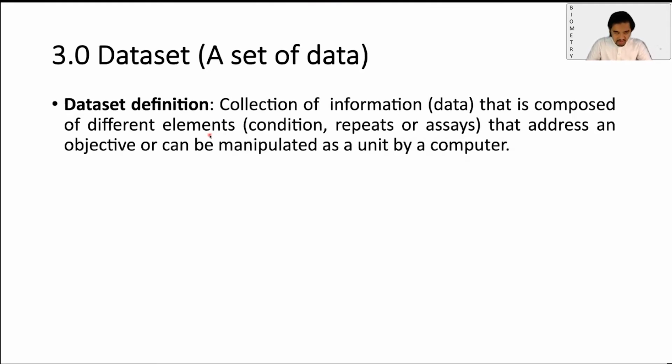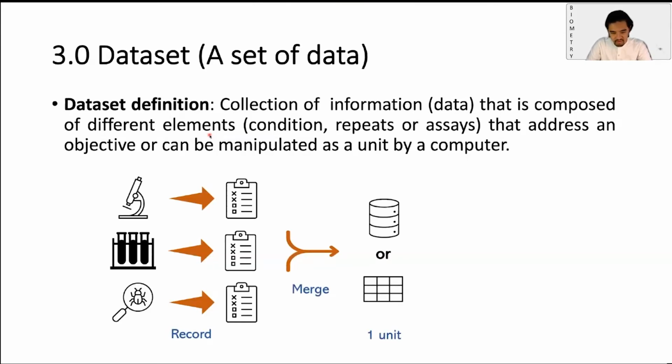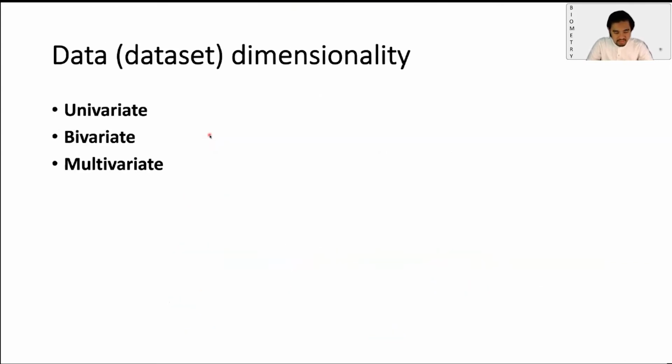So this data that you collected, coming from different experiments or different assays, as long as you merge them together into a table or into a different form, for example a data tree, as long as it is answering your one particular objective, and is also considered by the computer as one unit that can be recognized by the computer, the computer can do any form of statistical analysis, for example. These are considered a data set.